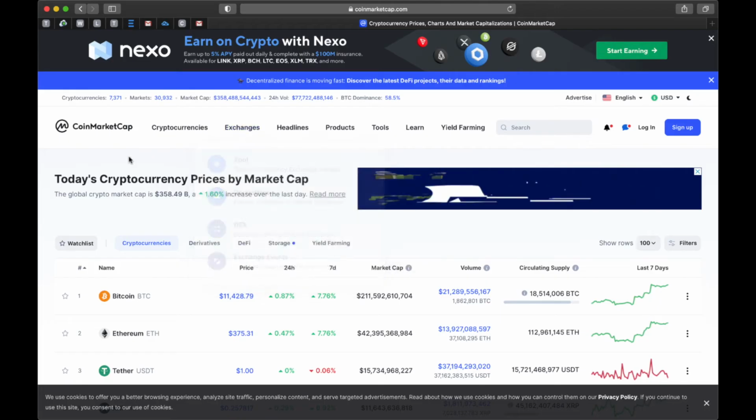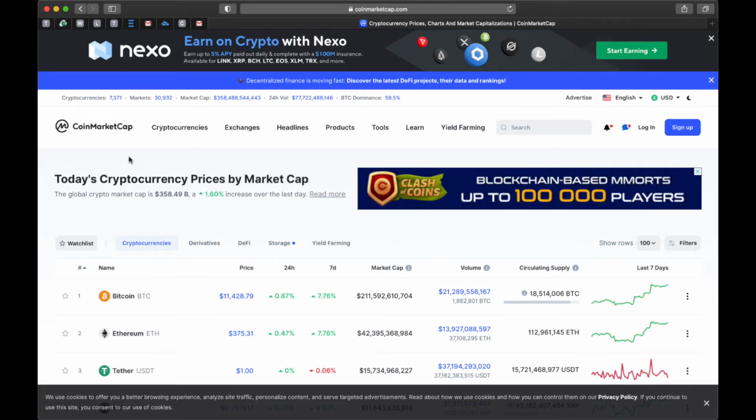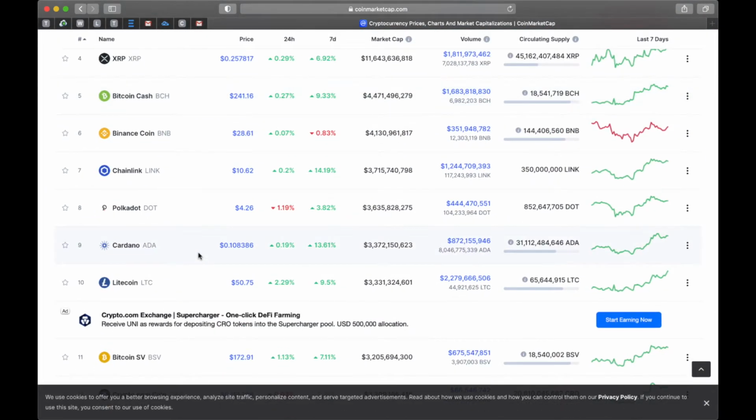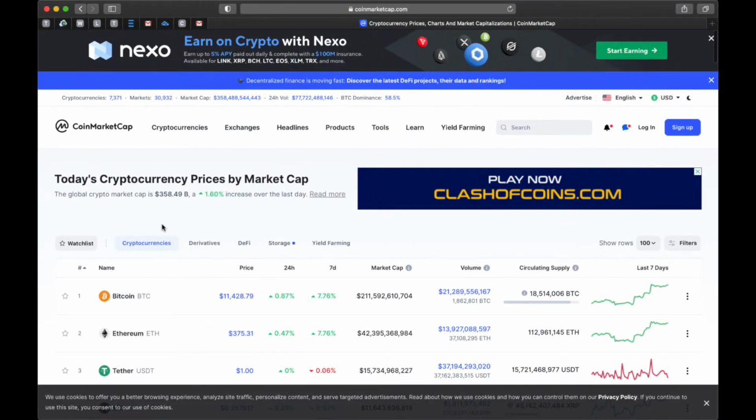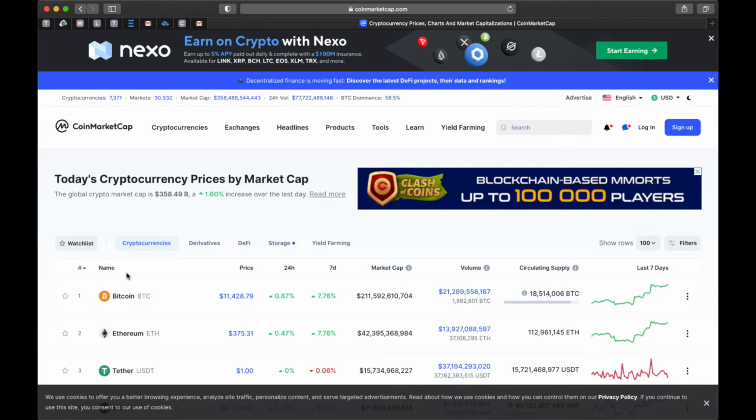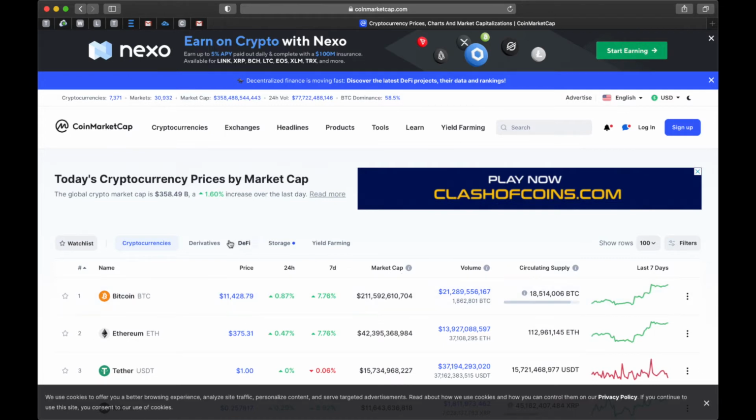This is the website. This is what coinmarketcap.com looks like. I'm going to be dropping a link below the video so you can have access to it later on. Now, you can see different components. You can see name, price, 24-hour, 7-day, market cap, volume, circulating supply, and so on.